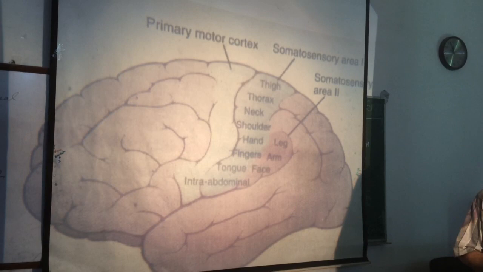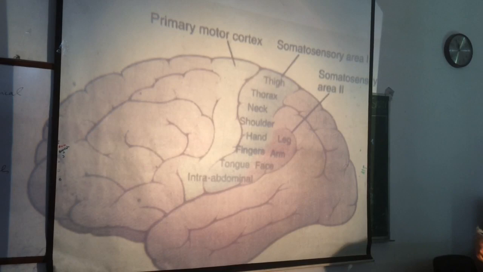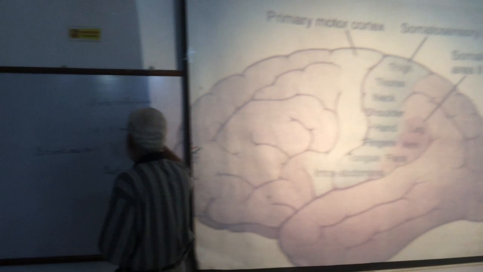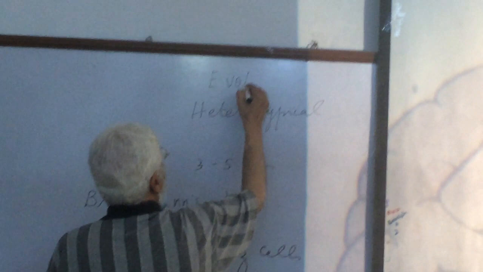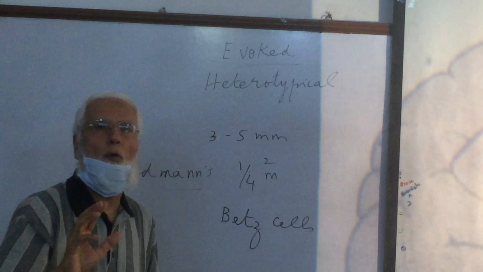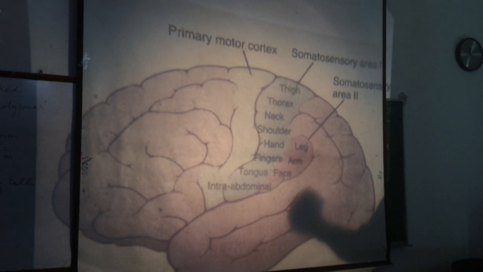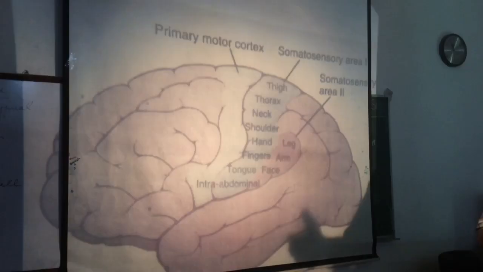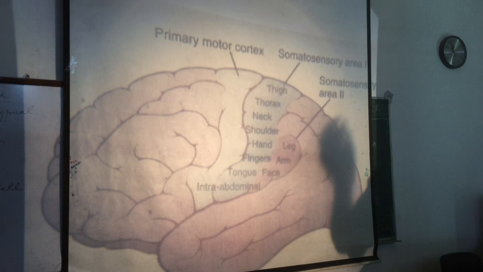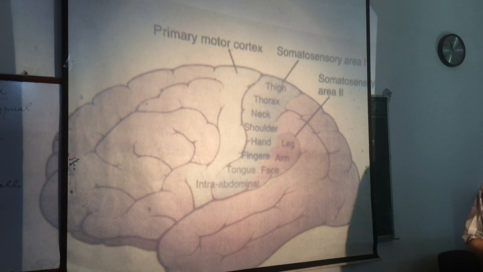The second method is the evoked potential method. In the evoked potential method, stimuli are applied to different parts of the body, and action potentials are recorded from the cerebral cortex. So we apply stimuli to different parts of the body, and action potentials are recorded from the cerebral cortex. This is called the evoked potential method to study the sensory areas.